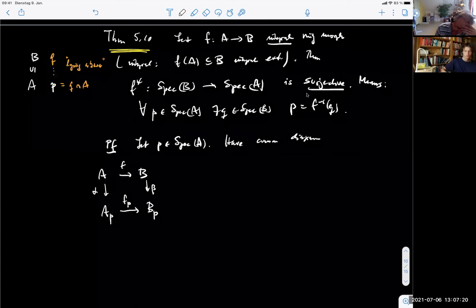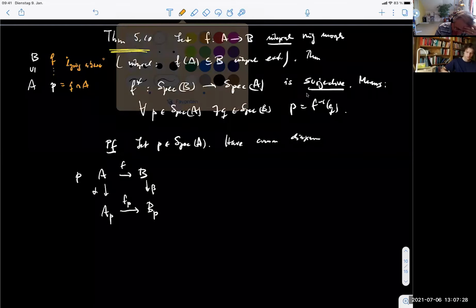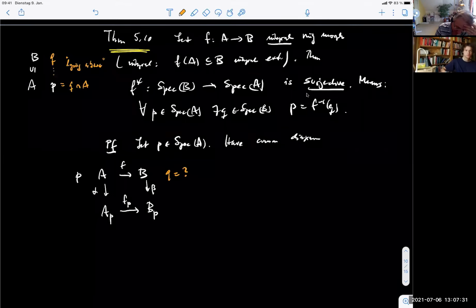Okay. So here we have P, the prime ideal. Let's see. And what we want to have over there, we are looking for a Q. Where is it? How can we find it? So what we would do naturally, in the diagram, let's go down first.